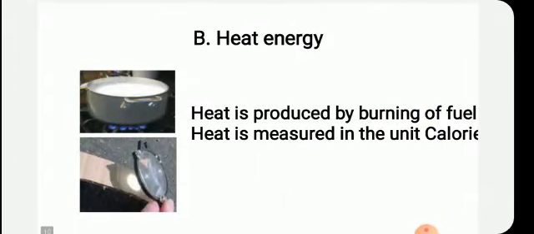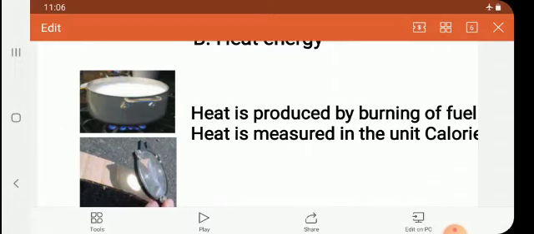Next form of energy is the heat energy. You know that we need the heat for doing different work. Okay? We know that work and energy are the related terms. One of that energy is the heat energy. Heat is produced by burning fuel.